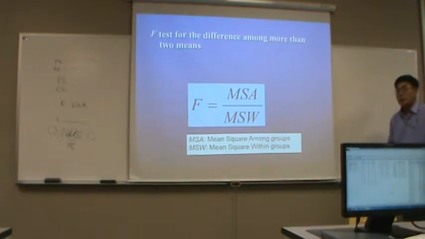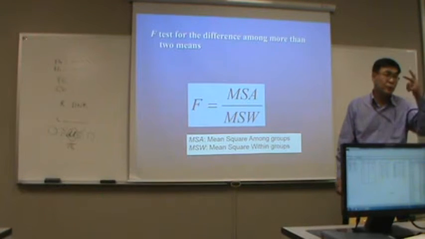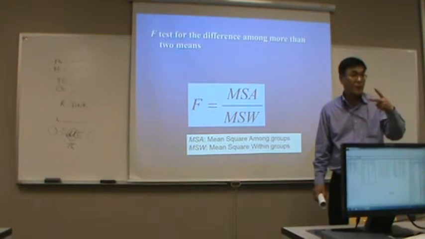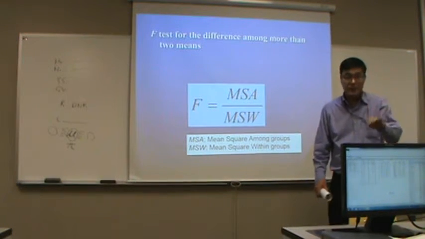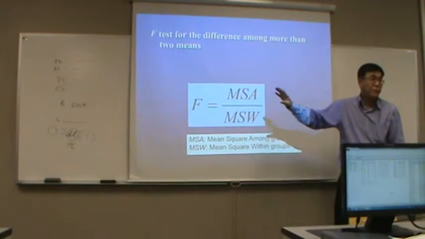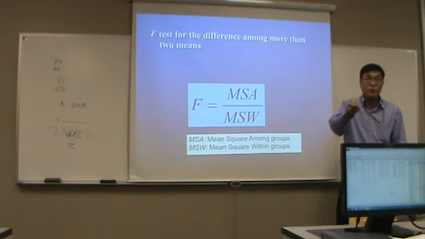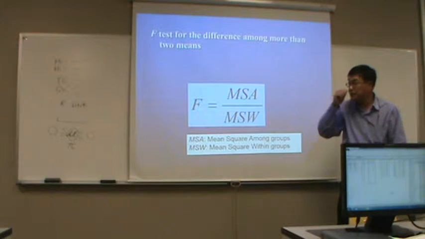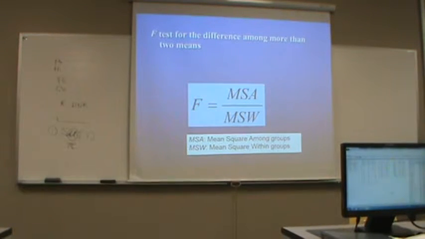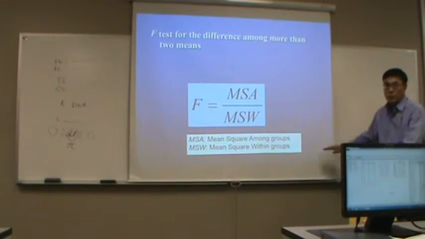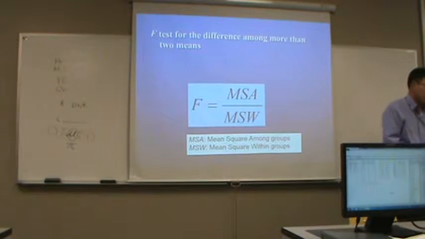Okay. I always say we need two values for a hypothesis test. First one is the test statistic. Second one is the critical value, right? The test statistic is usually from a formula. The critical value is from a chart, right? The test statistic for the F test: F equals MSA over MSW, very complicated. MSA is the mean square among groups, MSW is the mean square within groups.